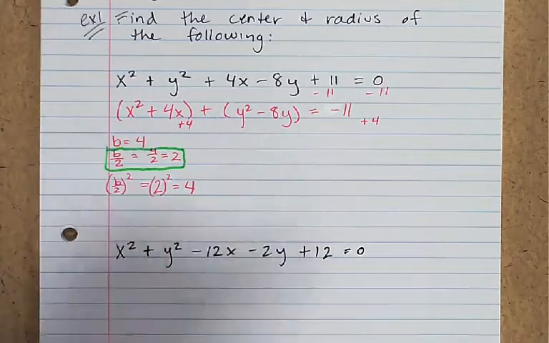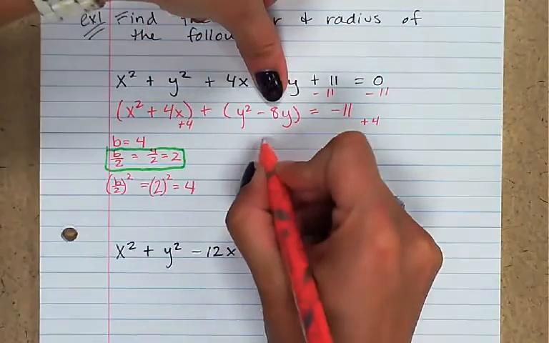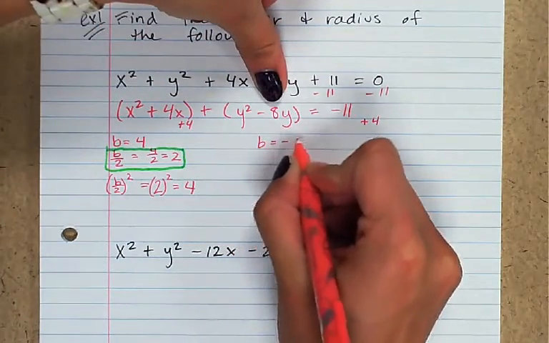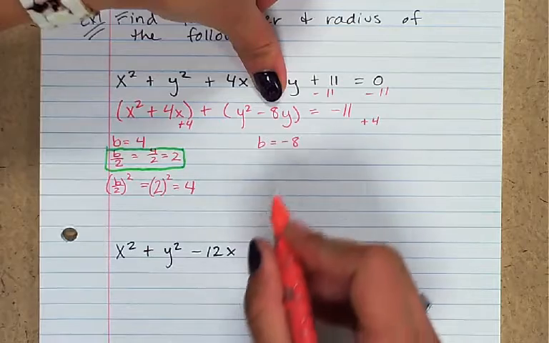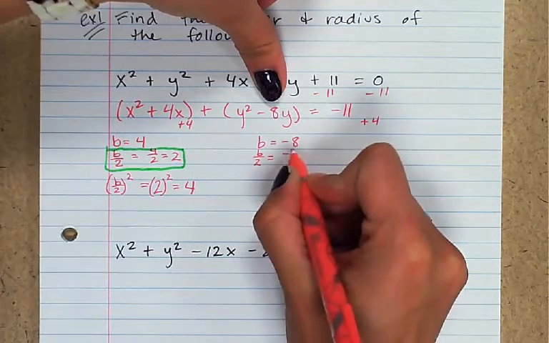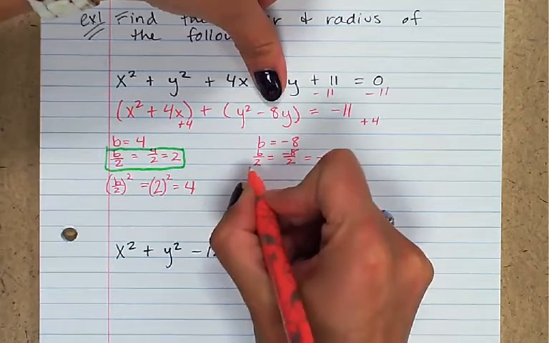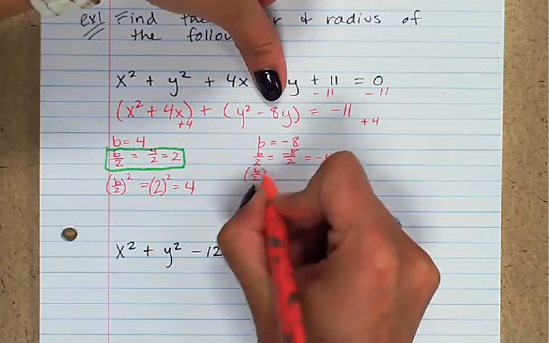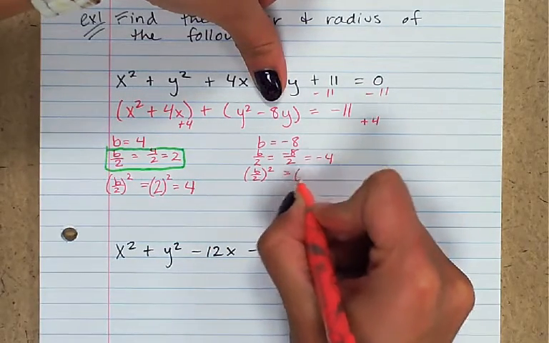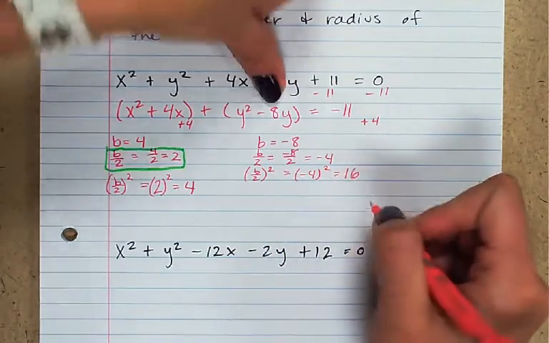Okay, so now let's do the same thing with the y's. We're going to identify what's b, so the number in front of the plain y, negative 8. So then what I'm going to do is take b and divide it by 2 to get negative 4. Then we're going to take what we got in the last step, that b divided by 2, and I'm going to square it. So negative 4 squared is a positive 16.